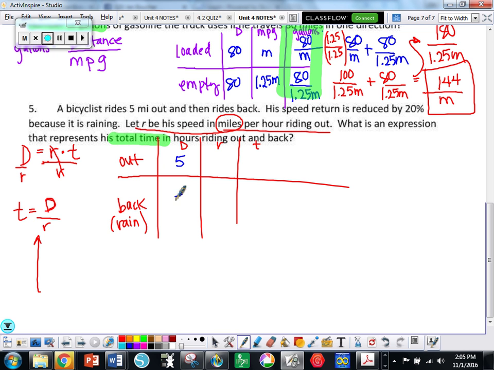Now, how far did the kid go? 5. He rode out 5, he rode back 5. Let R represent his speed. Where does the R go? Does it go to the top or the bottom, and how do you know? R being his speed in miles per hour riding out. The R goes here.